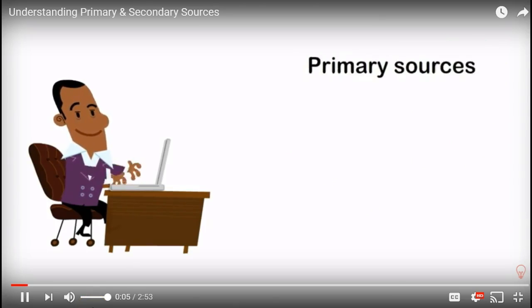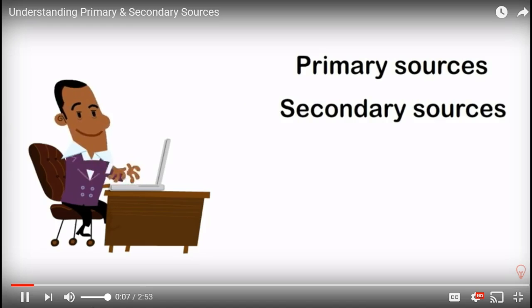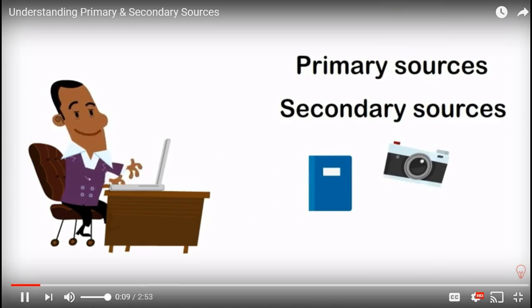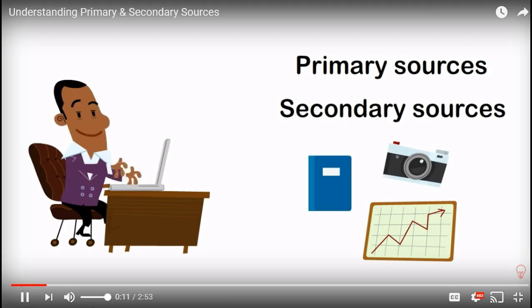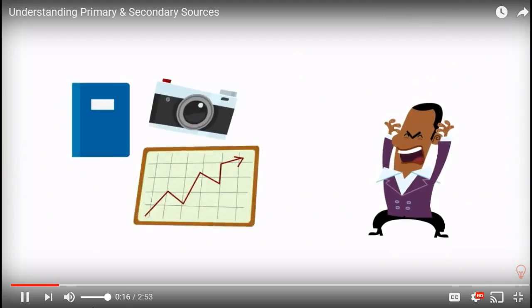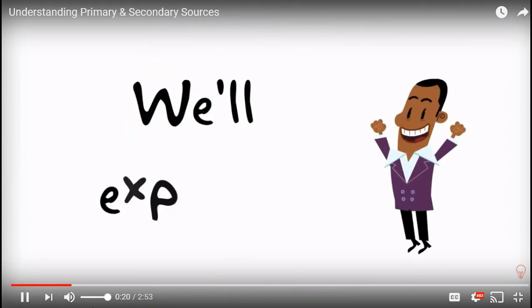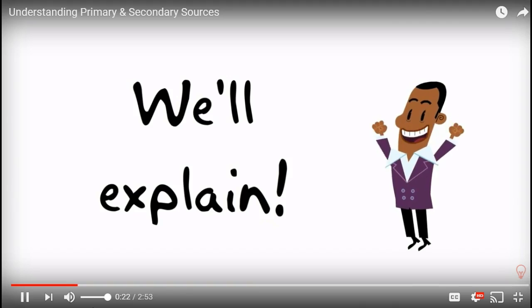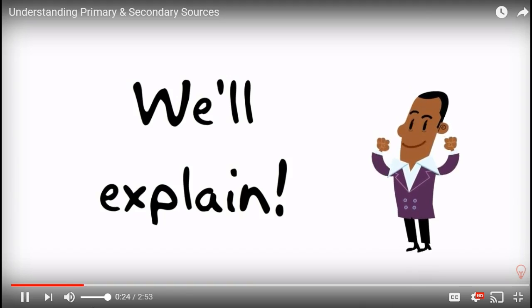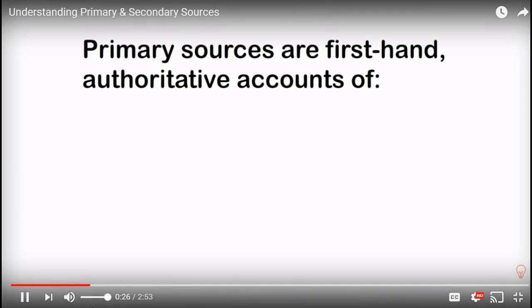The content of your research project will be made up of primary and secondary sources. Primary and secondary sources come in many different formats, and there are benefits for referencing both types in your assignment. It can be difficult to figure out if a source is considered primary or secondary, but don't worry because we'll explain the differences here so that you can decide which are best to use in your assignment.